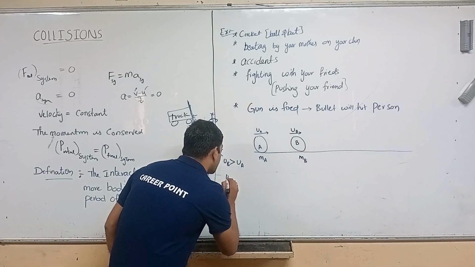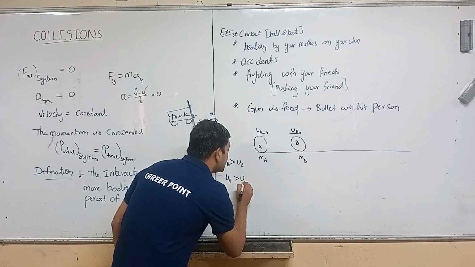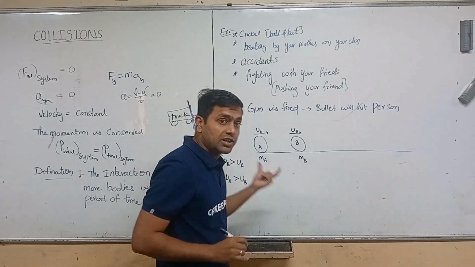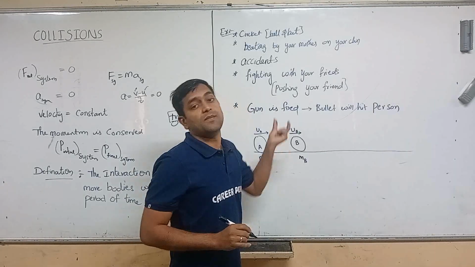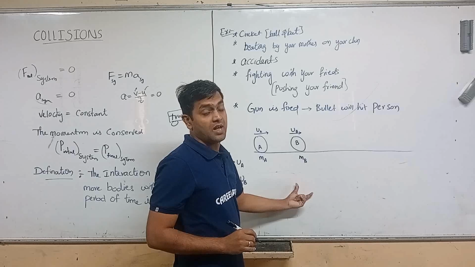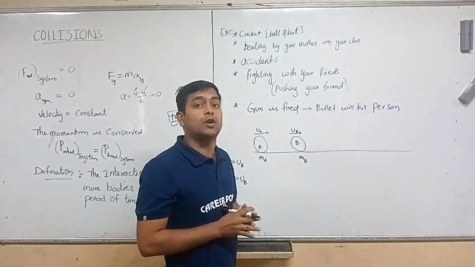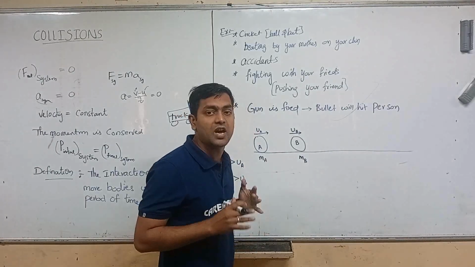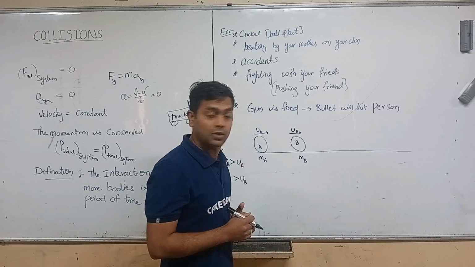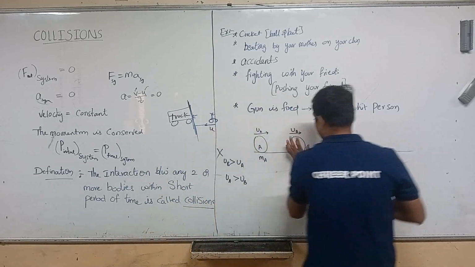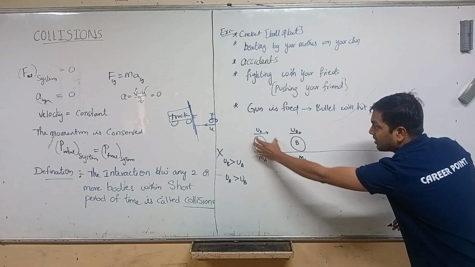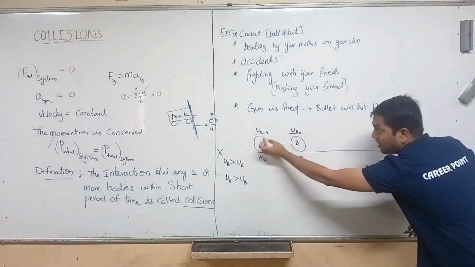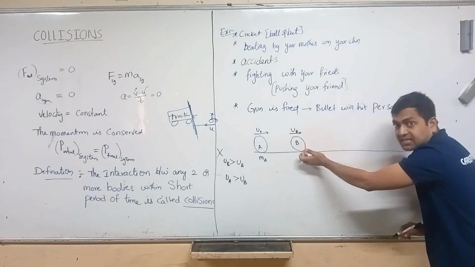Let us take here ua is more than ub. So the velocity of object A is more than the velocity of object B. Then will B get any collision here? Yes, definitely we are going to get the collision here. So this object is coming with certain velocity ua, and it is hitting this object.